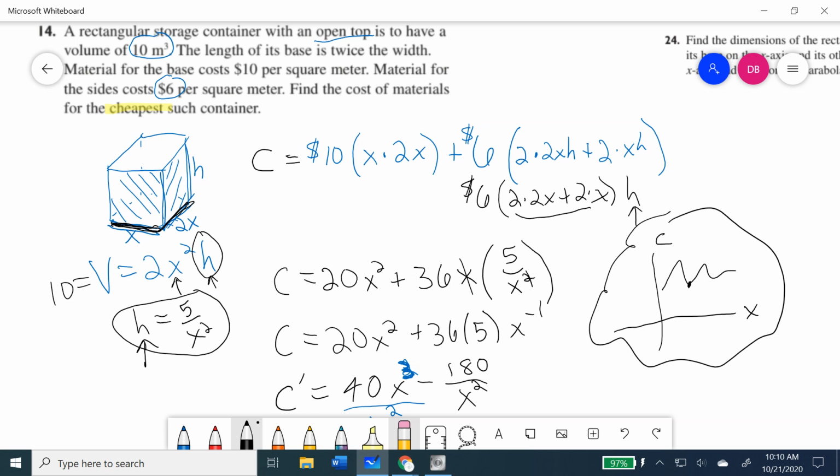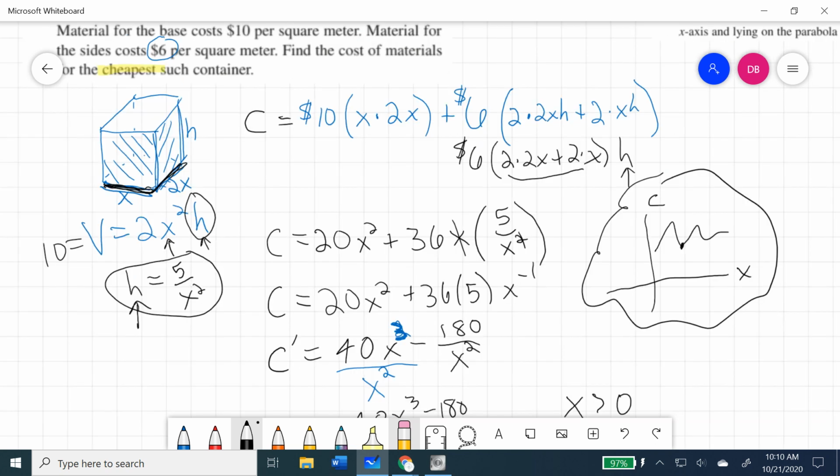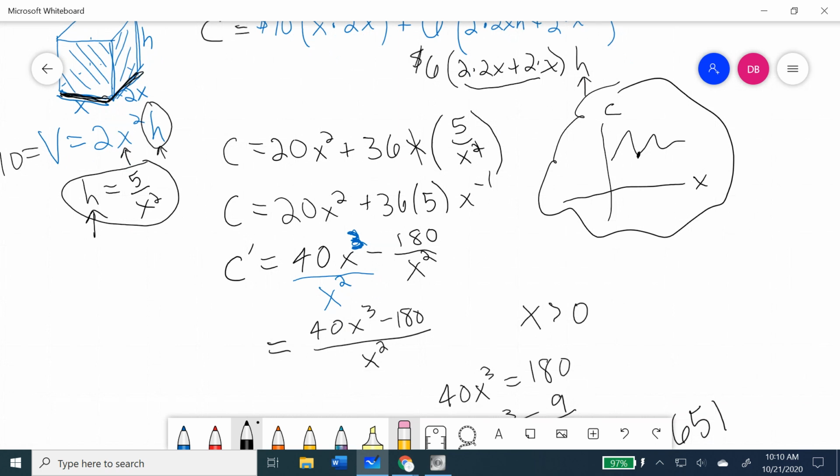And at this point, with finding the cost of the materials, the easiest thing would be to go over to where you have cost in terms of just the x variable and plug that number into those x's. And that will give you that cost.